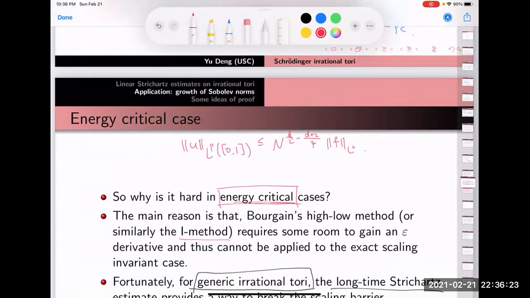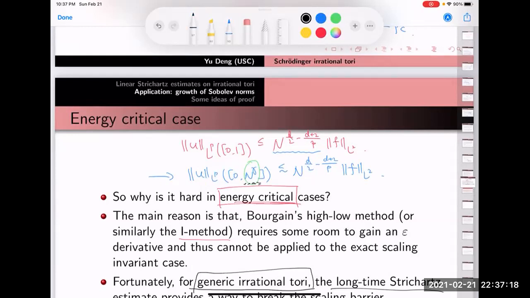Now, if you want to break the scaling, you want to improve this to have a better scaling. You want to decrease the power on the right-hand side, but unfortunately that is impossible, because that's why you have this scaling. It is impossible to improve the right-hand side. But this long-time Strichartz estimate precisely allows us to improve the left-hand side, and this is exactly what allows us to break the scaling barrier.